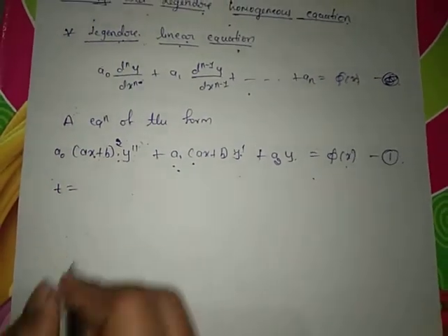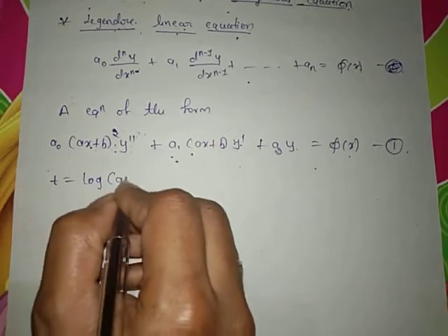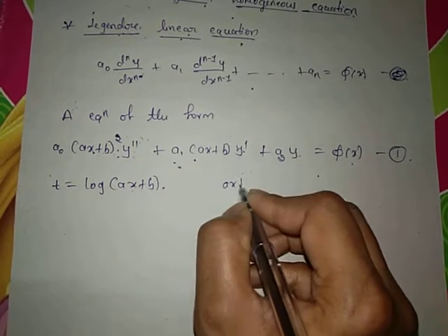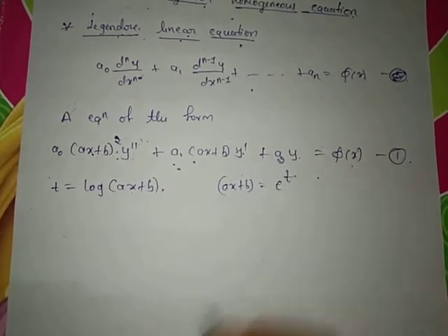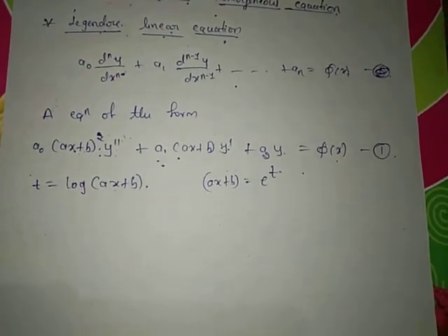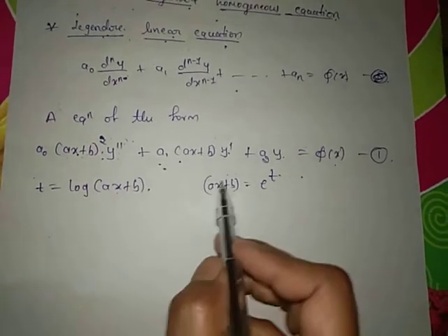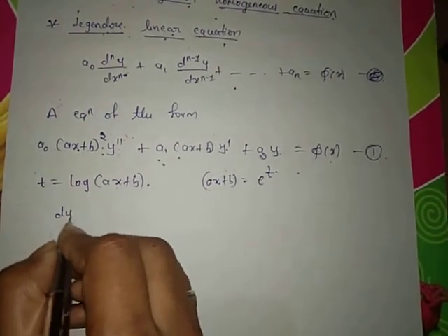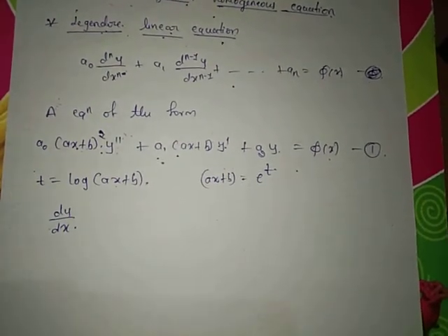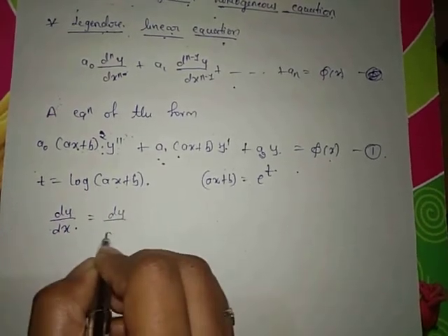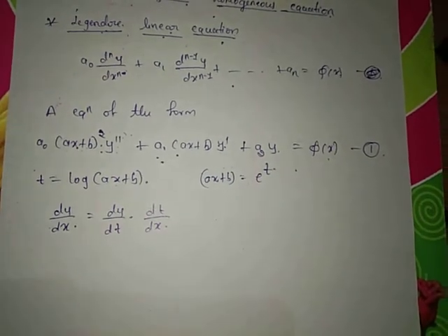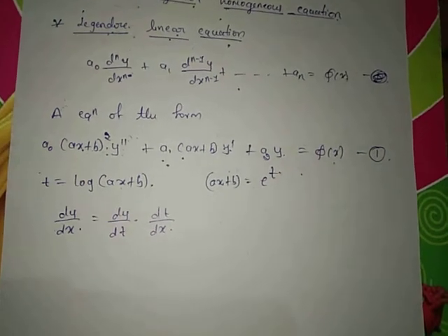Here we take a substitution t for the term log of (ax plus b). So ax plus b is equal to e raised to t. That will be the substitution that we use for ax plus b. Suppose t equals log of (ax plus b), then what is the substitution for dy by dx? dy by dx is equal to dy by dt into dt by dx. Here we use the chain rule to simplify dy by dx.